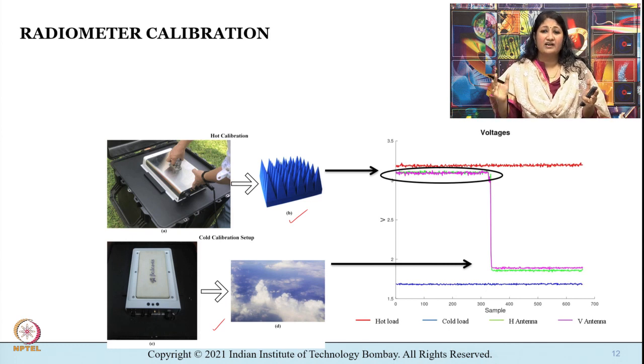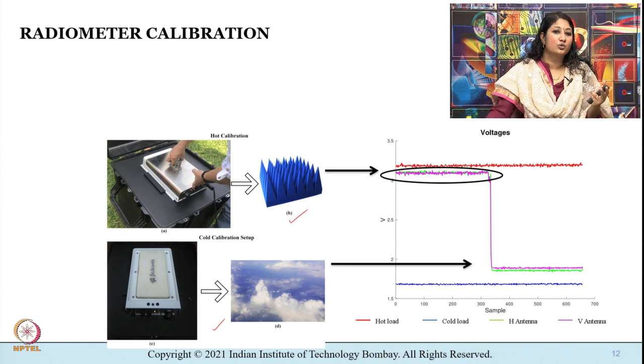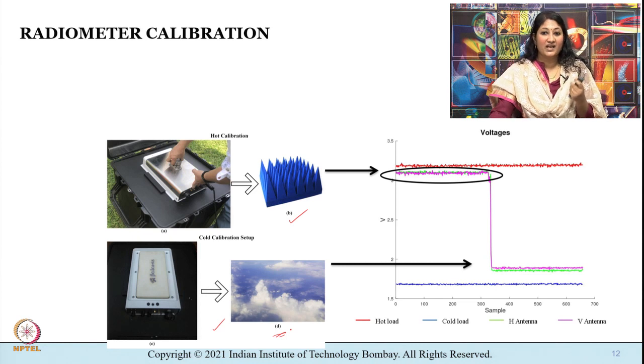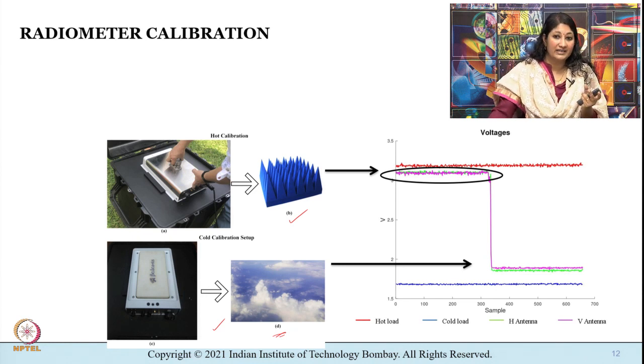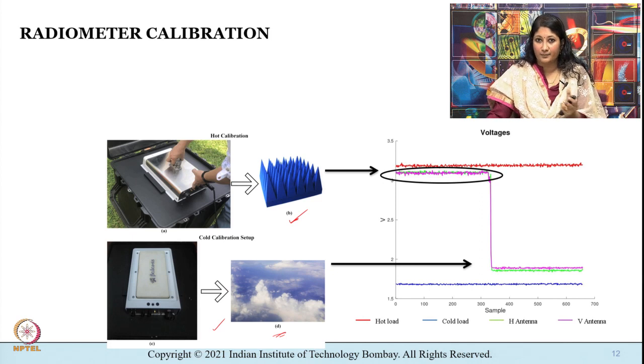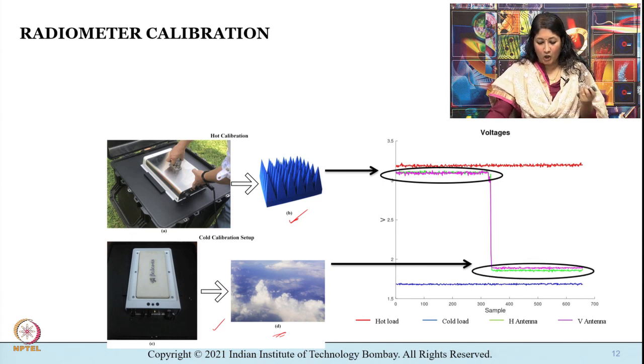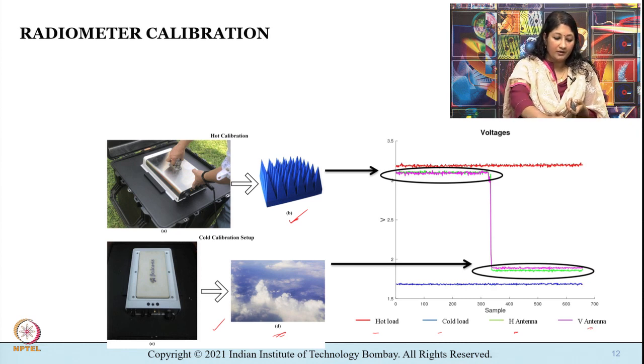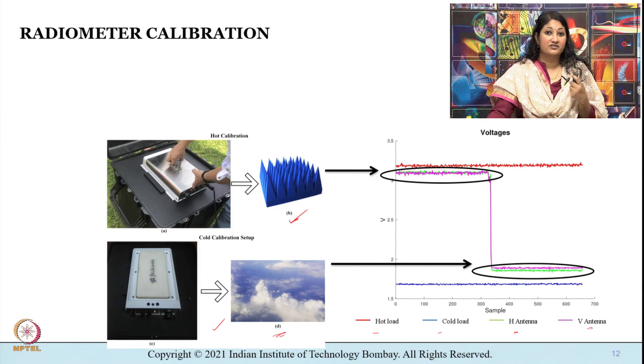Now, these two reference loads are also referred to as cold for the sky reference, what is seen in figure D, and hot for the microwave absorbent, since it has the value of the absorber temperature, which is close to but not equal to the ambient temperature. So, hot load is shown in red, cold load is shown in blue. H antenna and V antenna are shown in different colors. So, hot and cold calibration was conducted to calibrate the instrument.